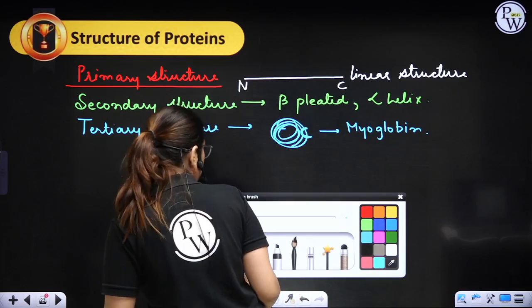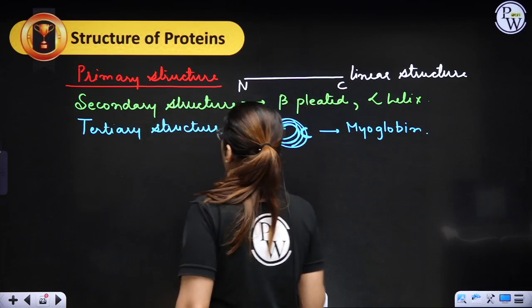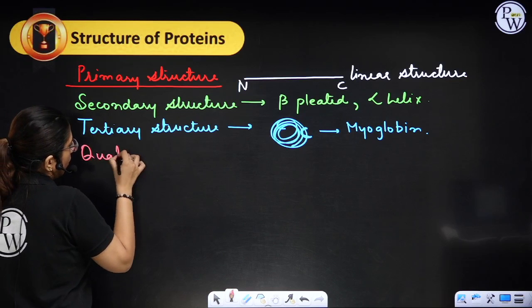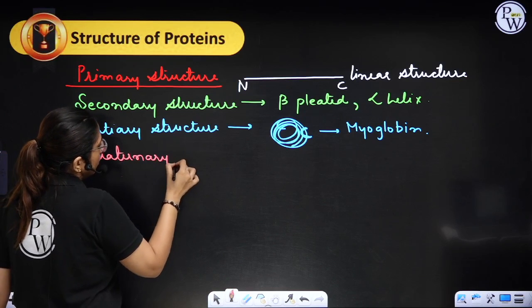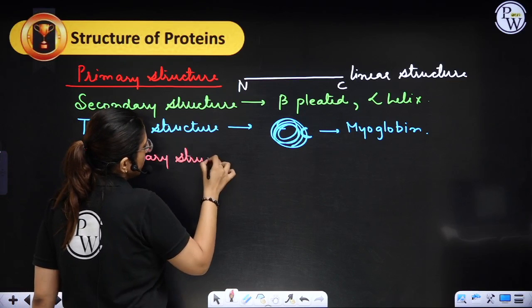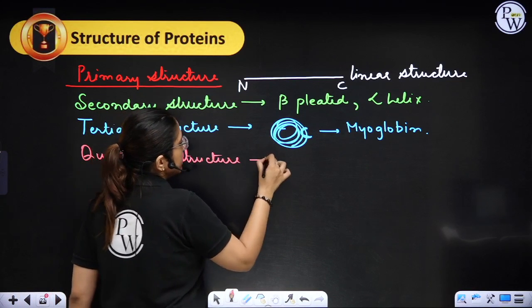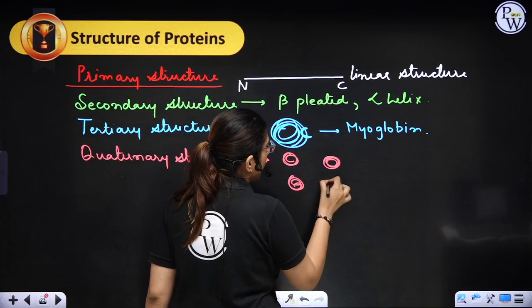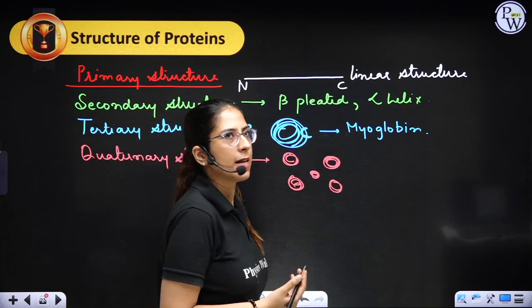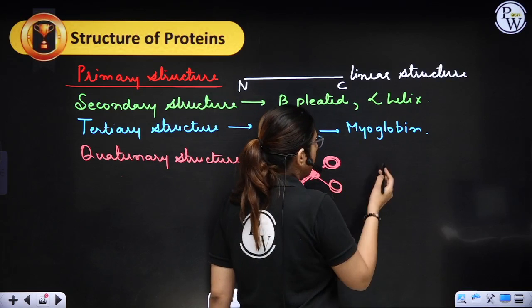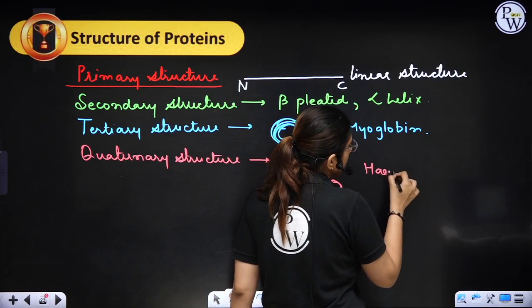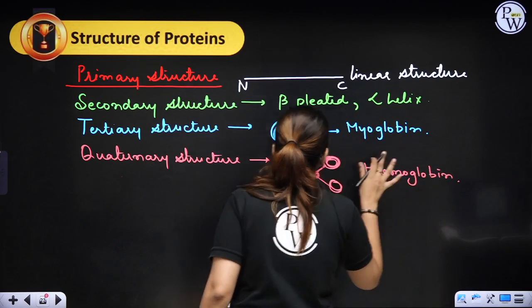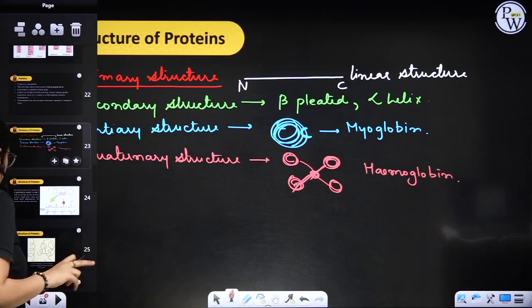Now, last but not the least, we have the quaternary structure. So quaternary structure, buddies, what are they? For example, different polypeptide chains are there, and these are joined together with an iron group. Let's take an example: hemoglobin. We have myoglobin and hemoglobin. Many times this was all like, hemoglobin is what?